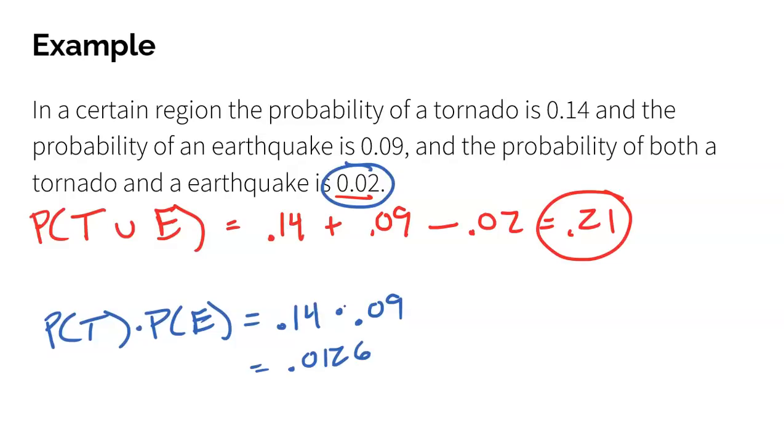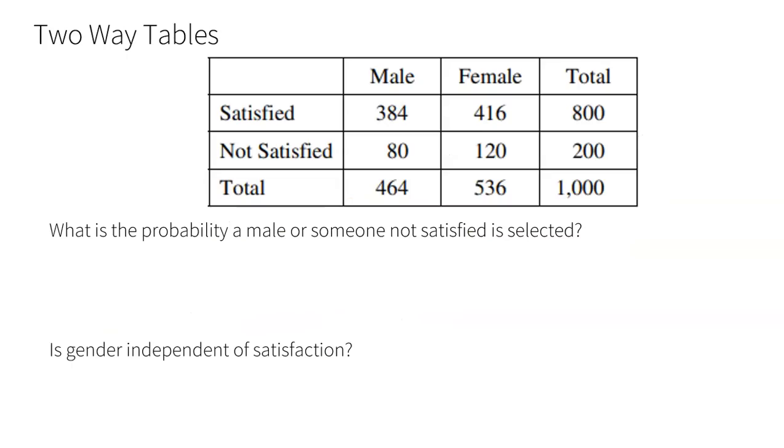So anyway, pretty simple problem, pretty basic problem. There are typically questions that involve using that formula on the AP exam. Now we can also use the same form and the same concept with two-way tables. Two-way tables make for great probability questions.